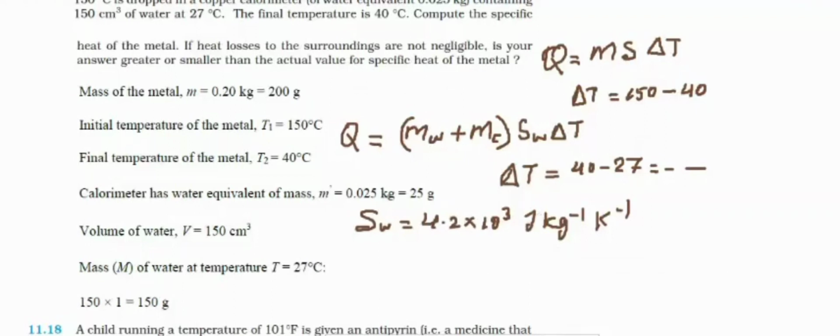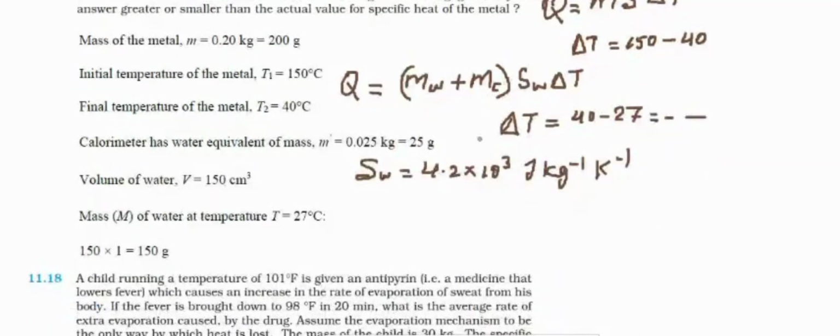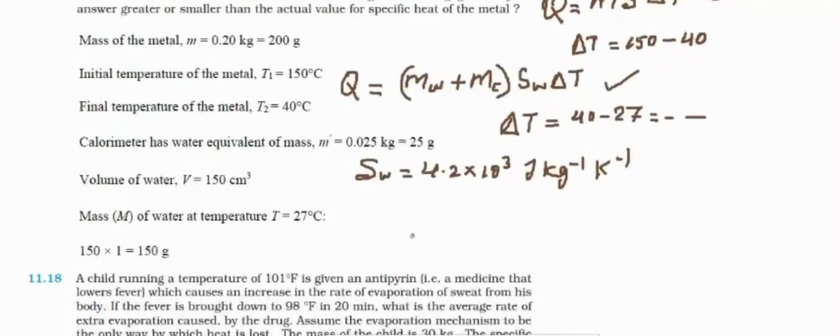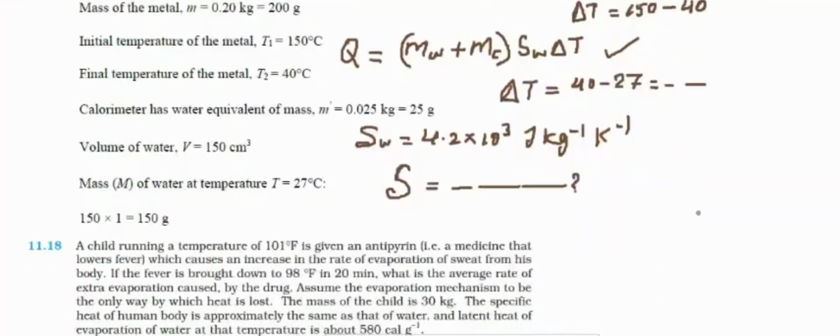Now, you can equate these two formulas because heat lost is equal to heat gained. Apply the principle of calorimetry, and the specific heat of the metal can be calculated.